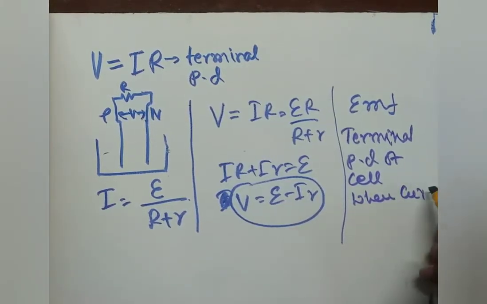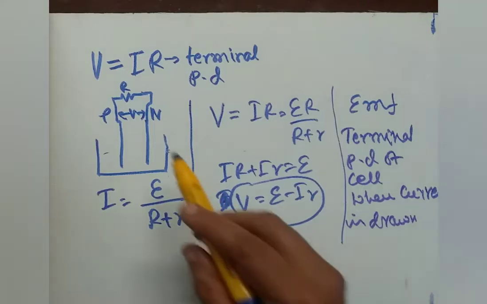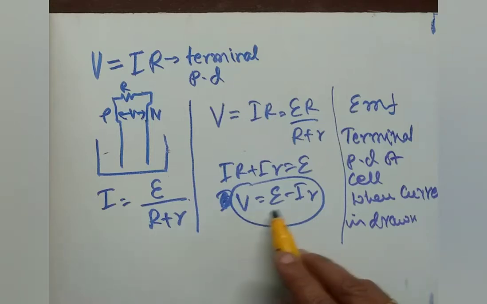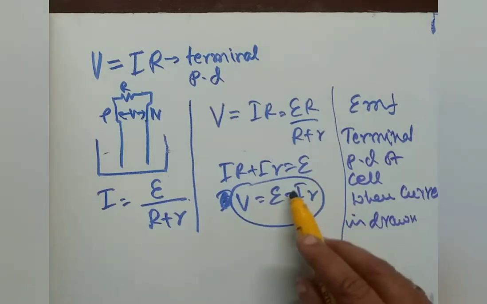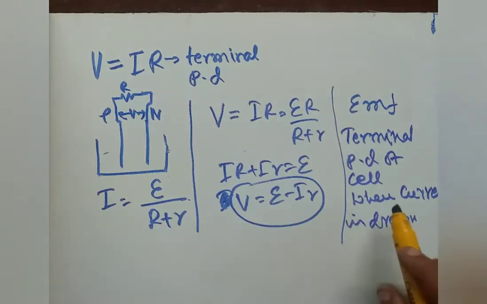When no current is drawn, that means when no external resistance is connected, according to this equation, I is 0, so V is equal to E. Therefore, EMF of the cell can be defined as the terminal potential difference of the cell when no current is drawn. With this idea, now we think of one more thing.